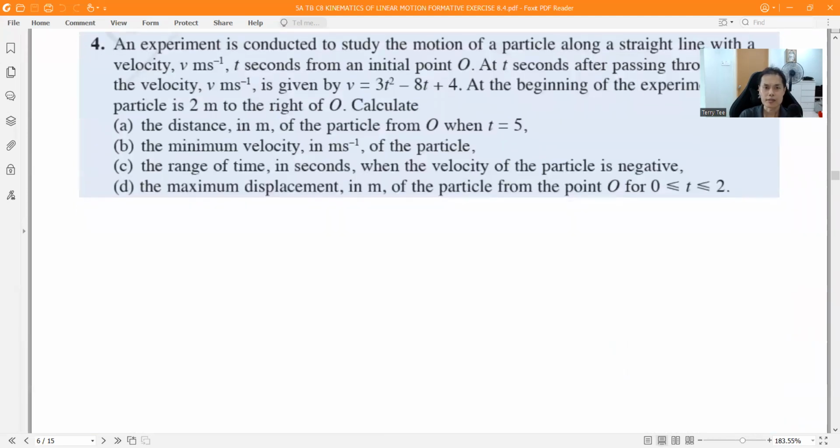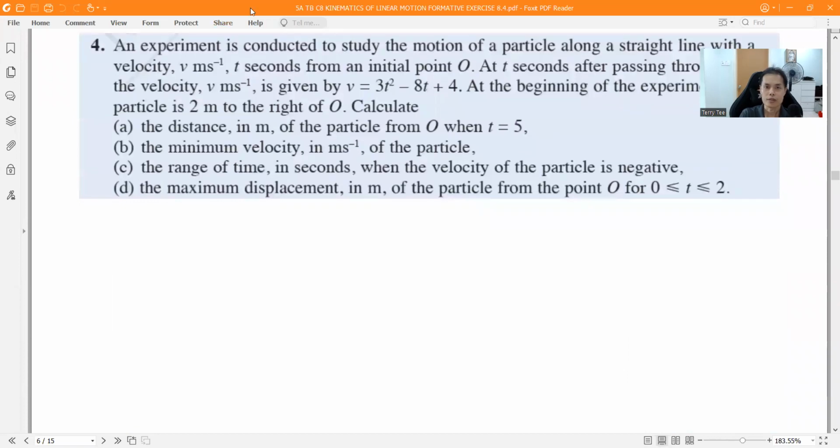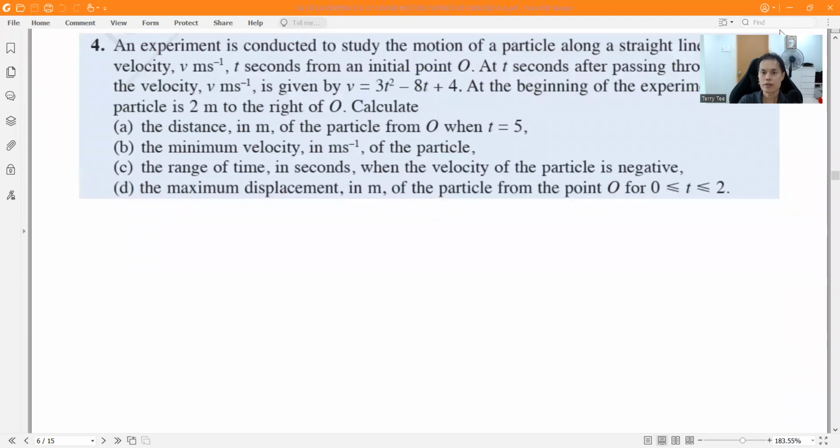Okay, an experiment is conducted to study the motion of a particle along a straight line with velocity v. The velocity function is this. At the beginning of the experiment the particle is 2 meters to the right of point O. Calculate the distance when t is 5. I already have my velocity function. I need to find my displacement function and substitute. You can use a definite integral, but I will need to find the displacement again later on, so maybe we find the displacement function first.